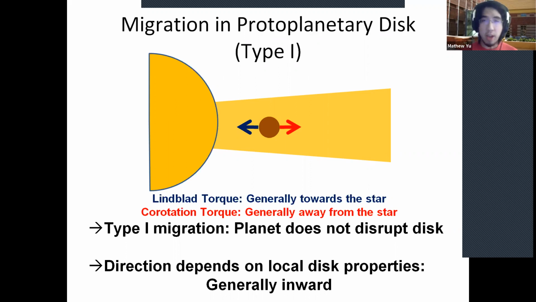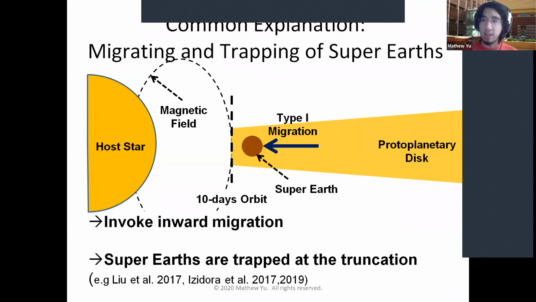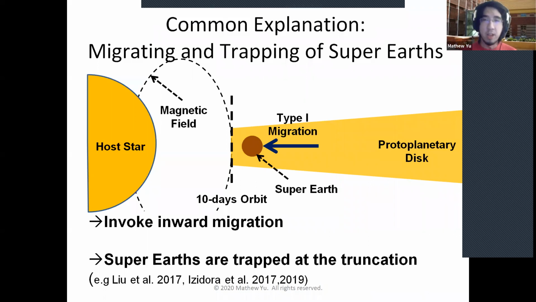If we put that back into the picture of how people have been trying to explain how the planets ended up there, this type 1 migration would slowly put the planet closer and closer to the 10 days truncation. Once the planet reaches 10 days, it is basically assumed to be trapped at that particular location. So then voila, you have a planet at 10 days orbit, and problem solved, right? This is the most simple picture that you can imagine for this case.